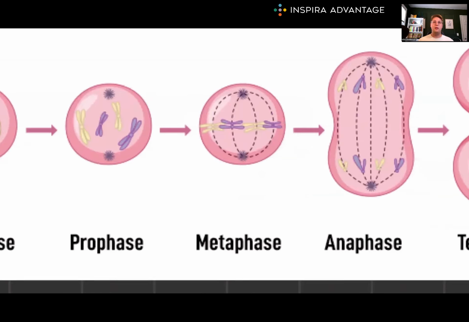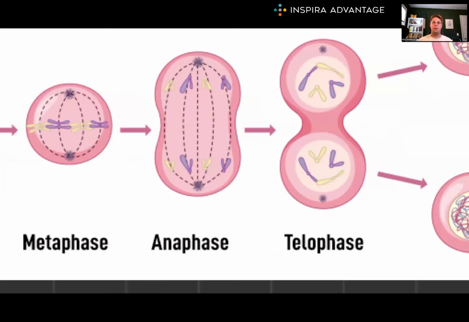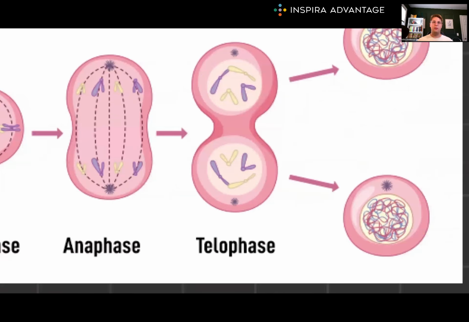Then we have metaphase. That's where chromosomes are going to align at the cell's equator, attached to spindle fibers at their centromeres. And we've got anaphase. This is when sister chromatids separate and move to opposite poles of the cell, being pulled by the spindle fibers. Finally, we've got telophase, which is when the chromosomes decondense and nuclear envelopes reform around the separated sets of chromosomes.